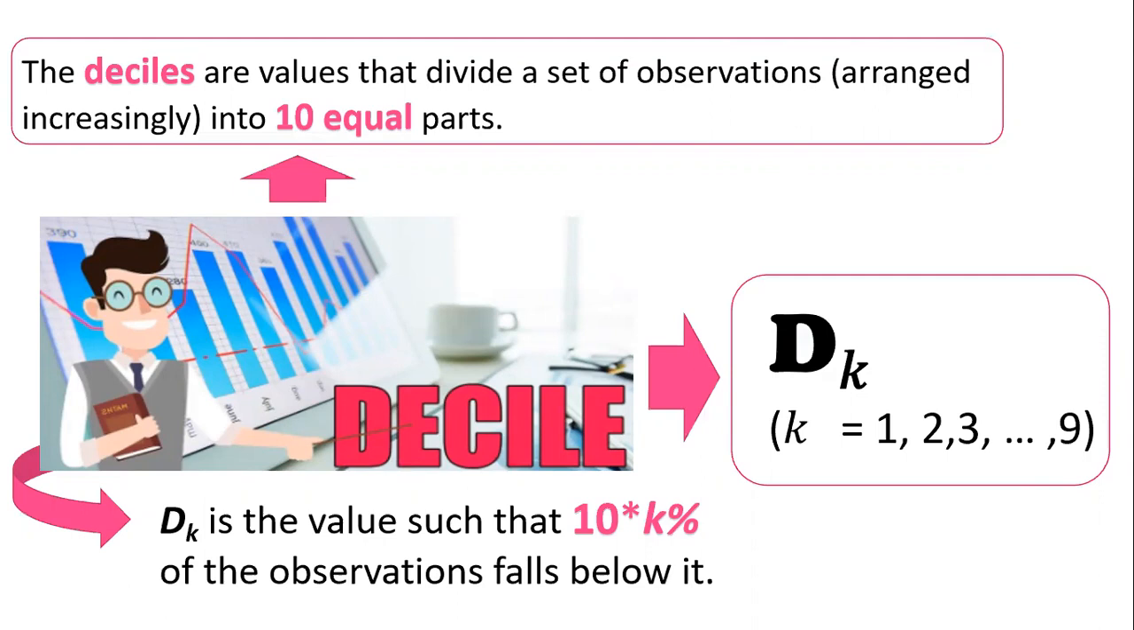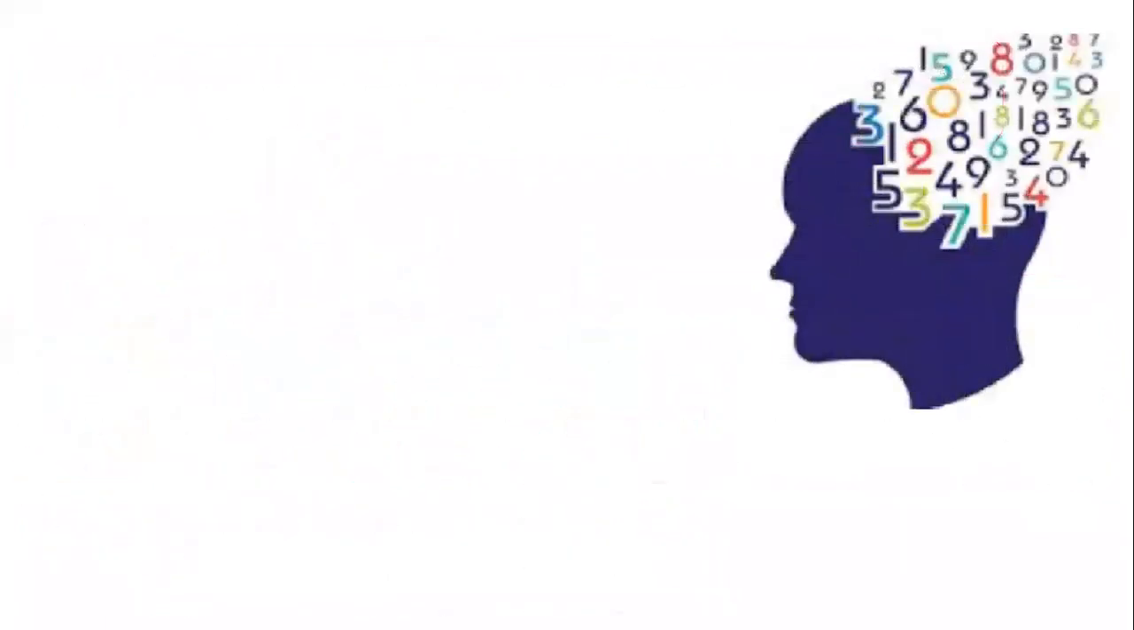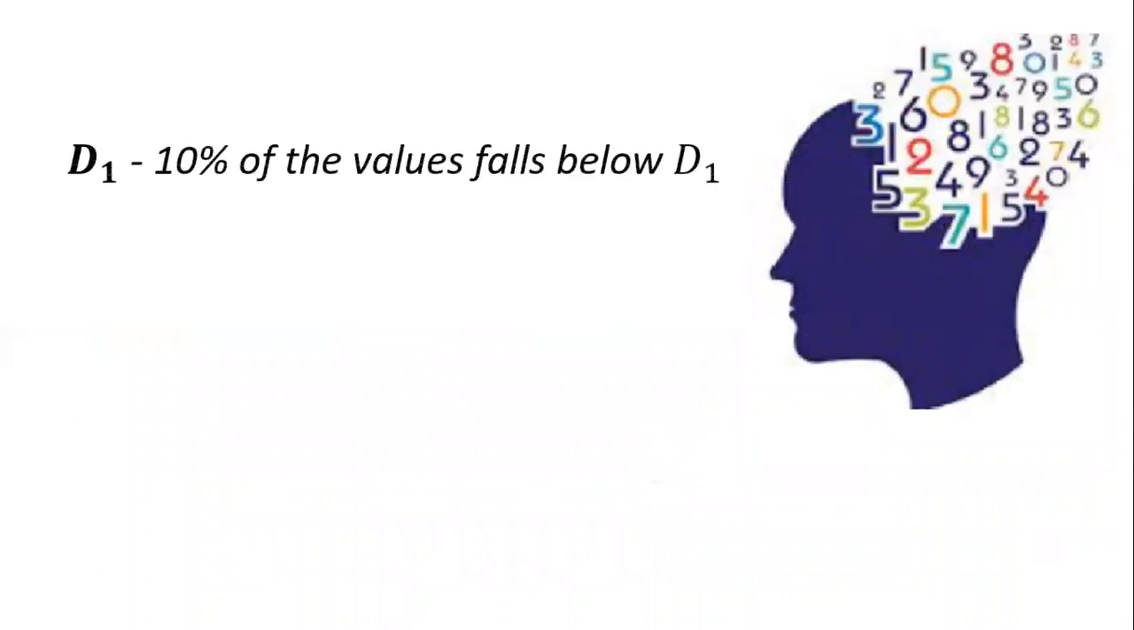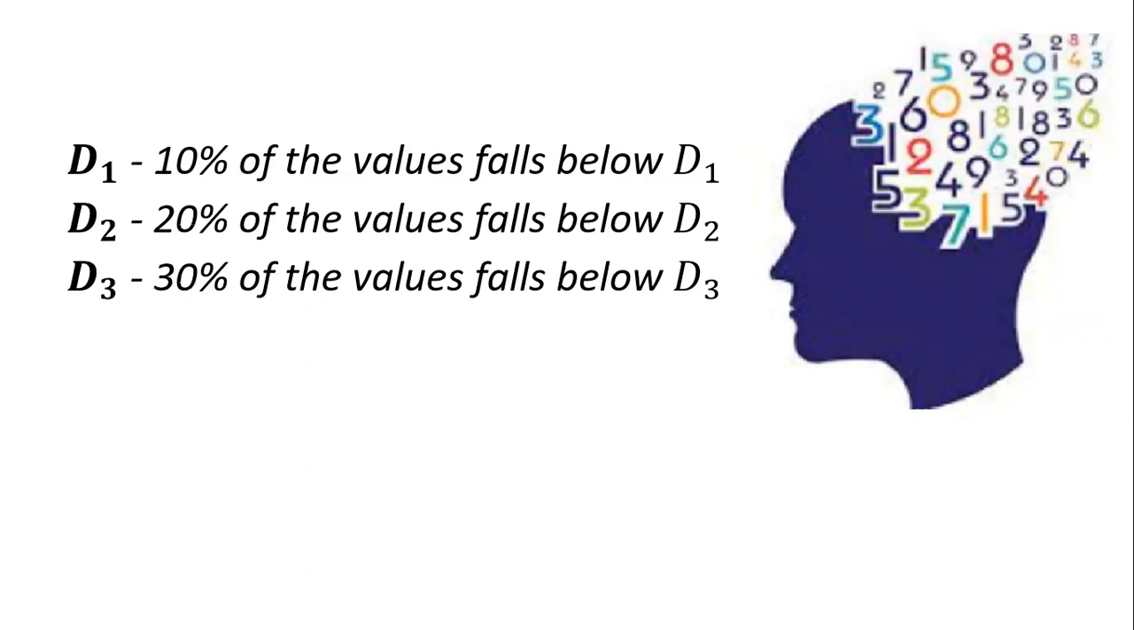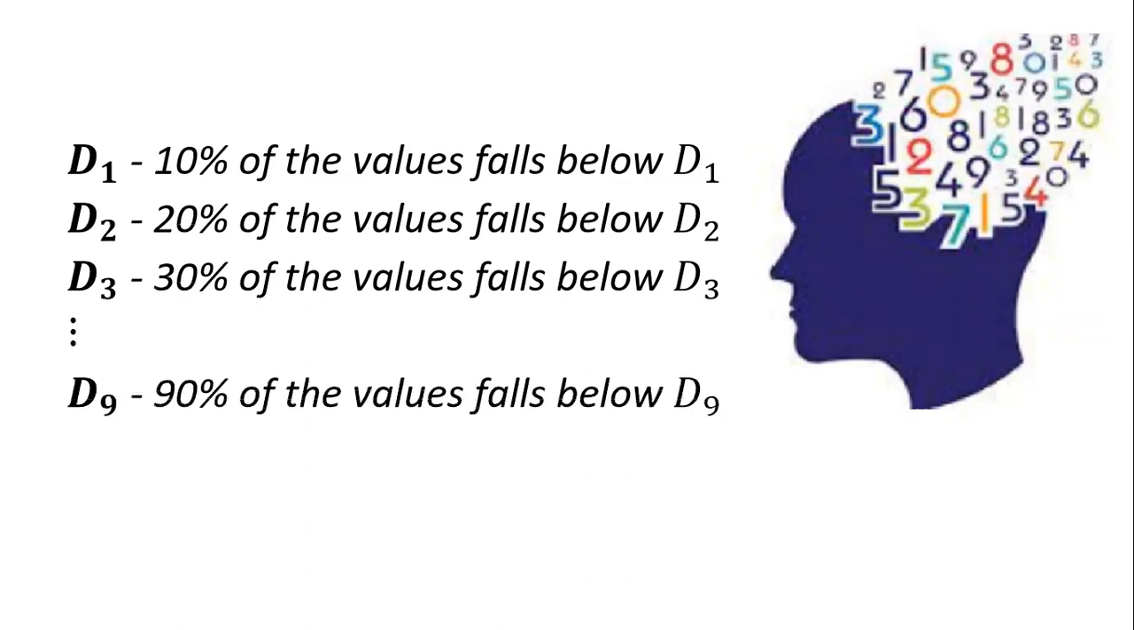Note, for percentile, it is k% for us to interpret. But in this case, for decile, we need to multiply k by 10. So, for example, for d sub 1, or the first decile, 10% of the values fall below d sub 1. When we say d sub 2, 20% of the values fall below d sub 2. And d sub 3 and so on, up to d sub 9, it means 90% of the values fall below d sub 9.